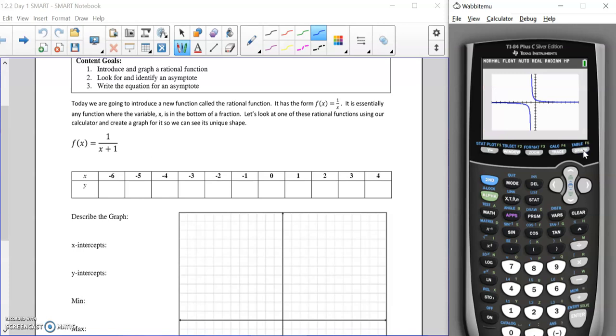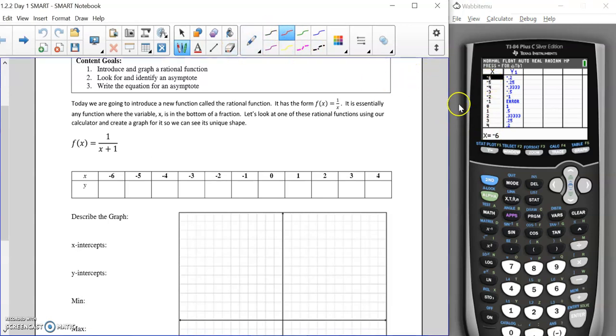It's really weird, probably not like anything you've seen before. It has a pretty funky shape to it. So what we're going to do first is fill out this table to help us graph it on our paper. So we're going to hit second and graph. Remember, that's how we get to the table. And I've already scrolled it up to the numbers we want here. So let's go ahead and fill out our table.